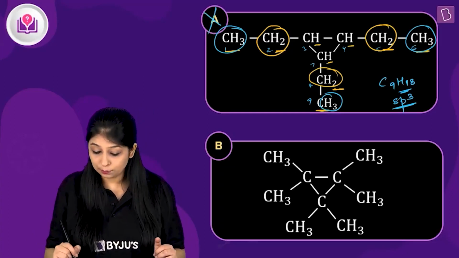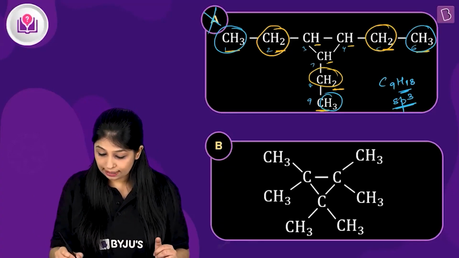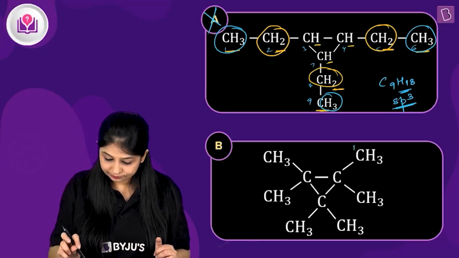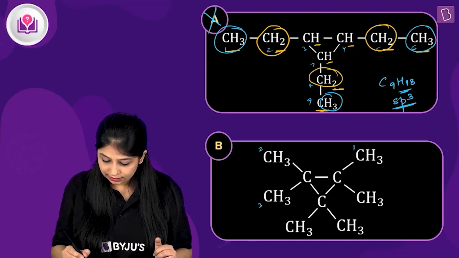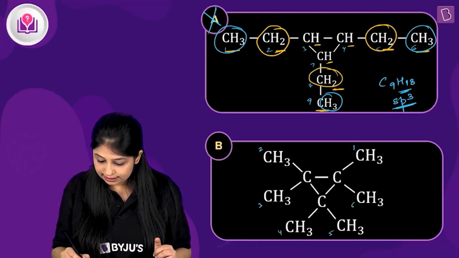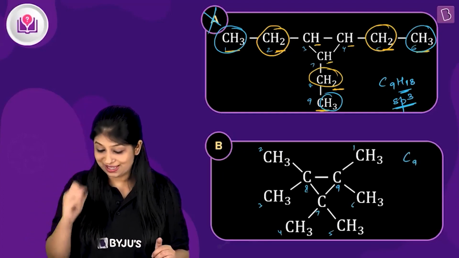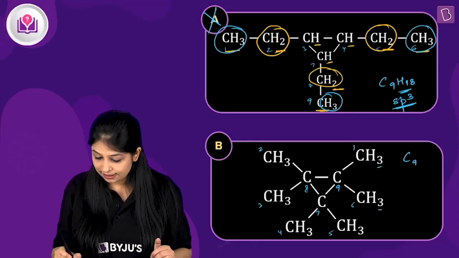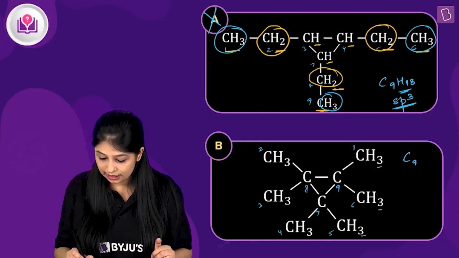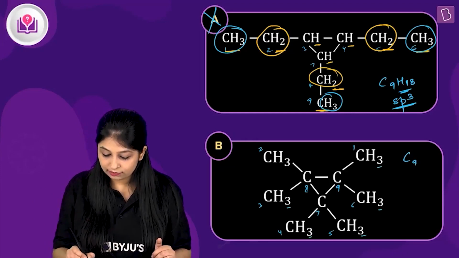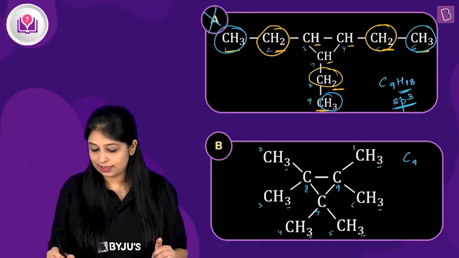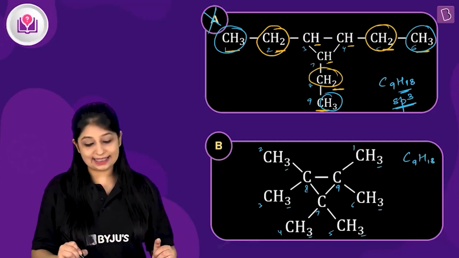Let's have a look at option B. Okay, so how many carbon atoms? 1, 2, 3, 4, 5, 6, 7, 8, 9. Right, so it follows C9. What about hydrogen atoms? Let's have a look at that also. So 3 plus 3 is 6, plus 3 is 9, plus 3 is 12, plus 3 is 15, plus 3 is 18. So we have C9H18.